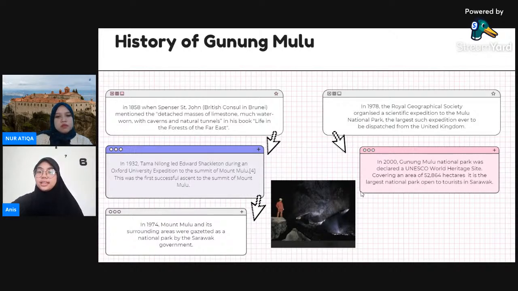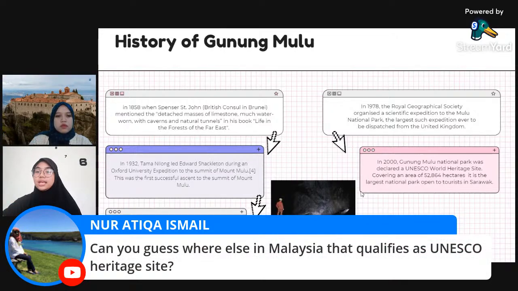Then, in 1932, Tama Abu led Edward Shackleton during an Oxford University expedition to the summit of Mount Mulu. This was the first successful ascent to the summit of Mount Mulu. After that, in 1974, Mount Mulu and its surrounding areas were gazetted as a national park by the Sarawak government. Next, in 1978, the Royal Geographical Society organized a scientific expedition to the Mulu National Park, the largest such expedition ever to be dispatched from the United Kingdom.